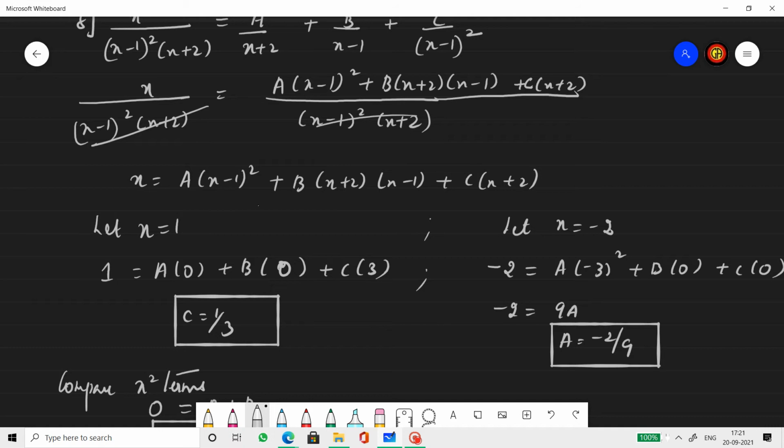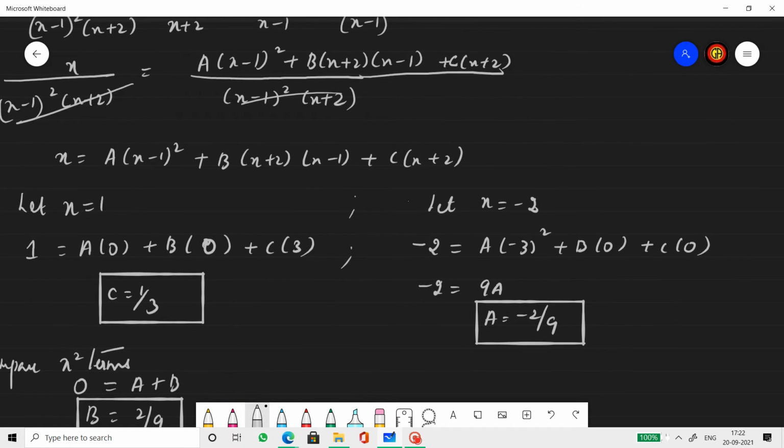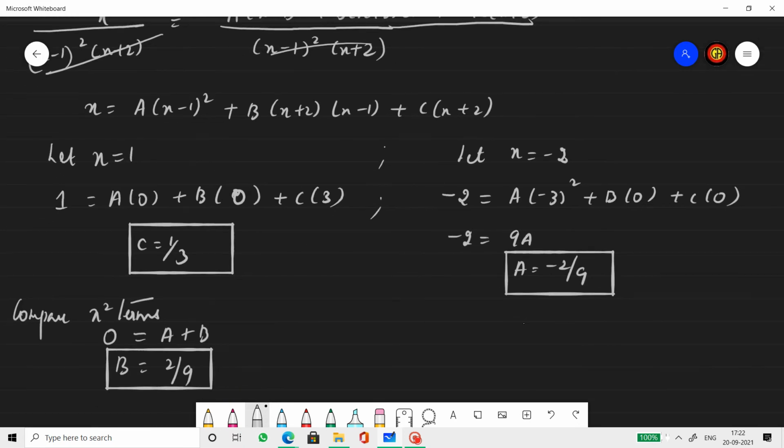Now, I told you already that we have to utilize whatever factor is given in the question first to find the values of A, B and C. So we first utilize x minus 1. If x minus 1 equals 0, x equals 1. Substituting x equal to 1 everywhere in place of x, we get C as 1 by 3. Then I'm using x plus 2, so x is equal to minus 2. If you take x as minus 2, you get A into minus 3 the whole square, B into 0 and C into 0. This way we find the value of A also.